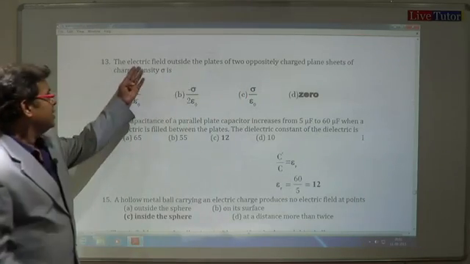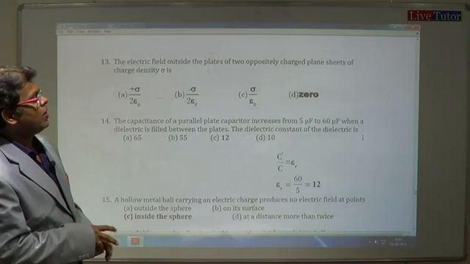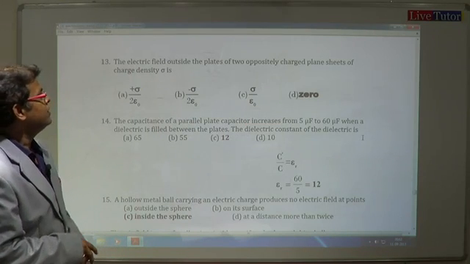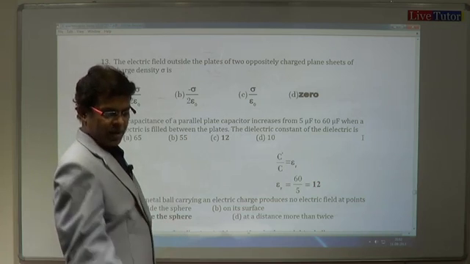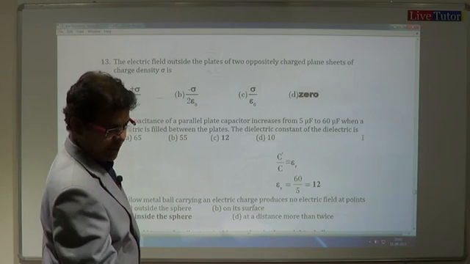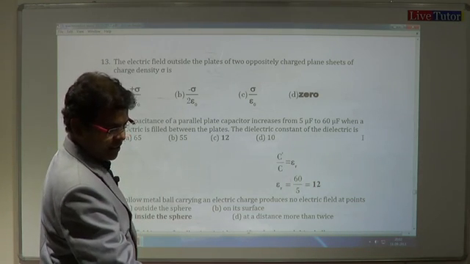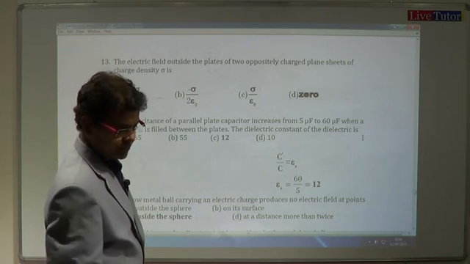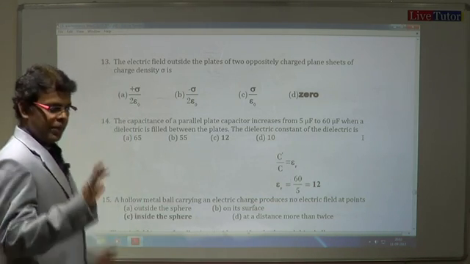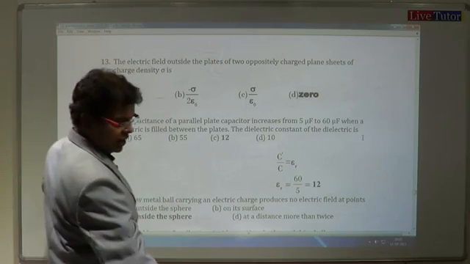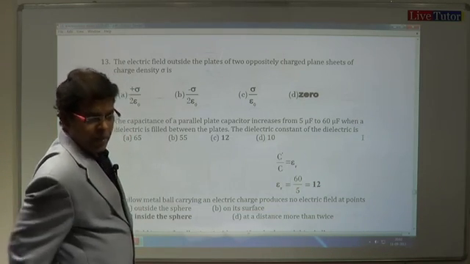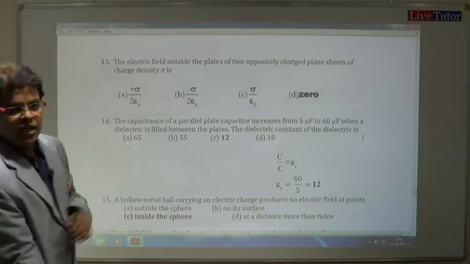Next one is the electric field outside the plates of two oppositely charged plane sheets of charge density sigma. இது நம்ம Gauss's theorem படிச்சிருக்கோம் இல்லையா, applications of Gauss's law. அதுல பாத்தீங்கன்னா 2 பாயிண்ட்ஸ் இருக்கு. அதுல application of Gauss's law, electric field due to parallelly charged sheets அது படிக்கிறோம் இல்லையா.